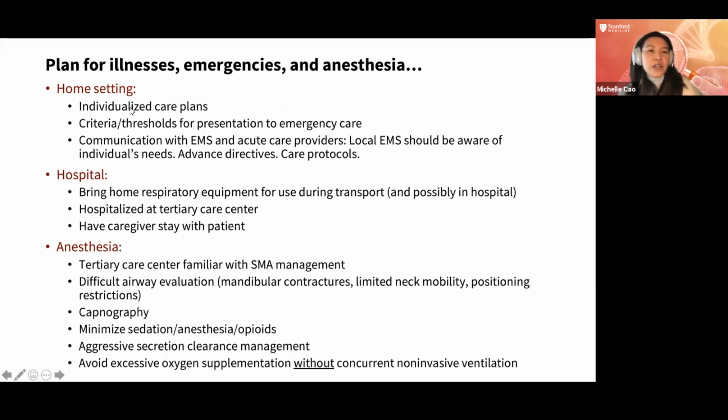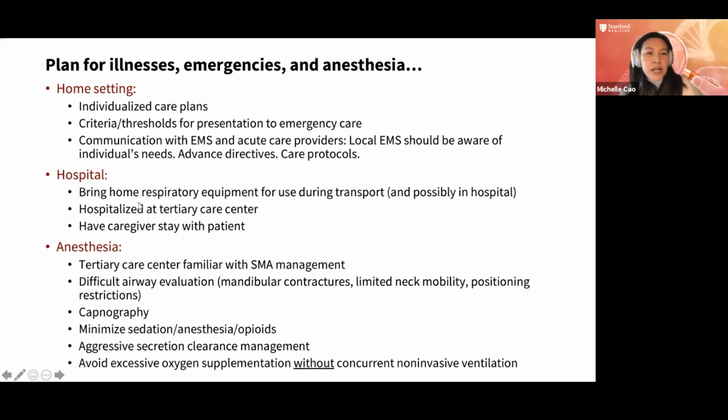So in the home setting, the patient should have an individualized care plan and also know what the criteria or threshold is for presentation to the emergency room. And also good communication with the EMS or acute care providers so that if you are transported by EMS, they know your needs, advanced directives, and care protocols.